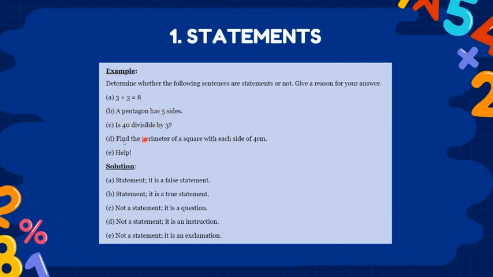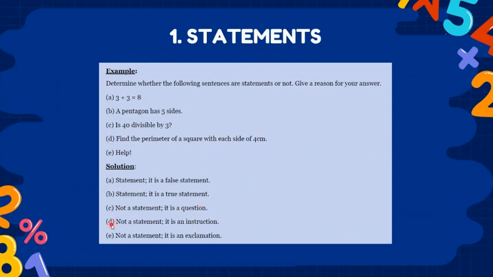All right, for the next one, question D: find the perimeter of a square with each side of 4 cm. First of all, like we did for the previous questions, we need to find the truth statement of this one. But as we can see, we cannot find a truth statement. There is no truth statement in this, so it is not a statement. To determine what type of sentence it is, the clue is at the start of the sentence, the word find. The word find indicates that this sentence is an instruction.